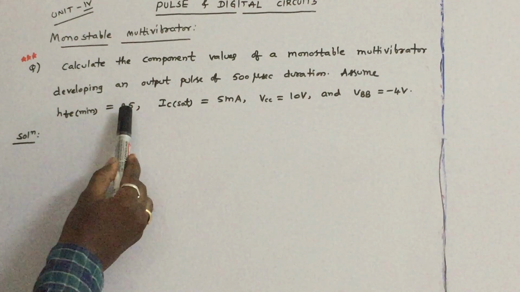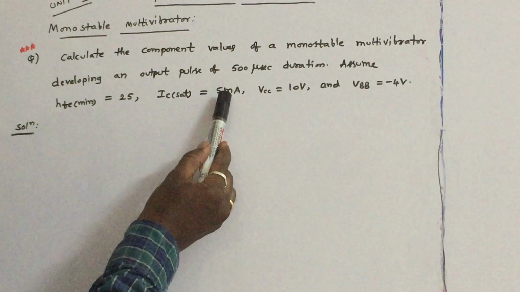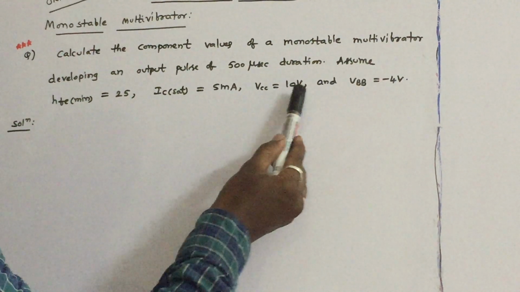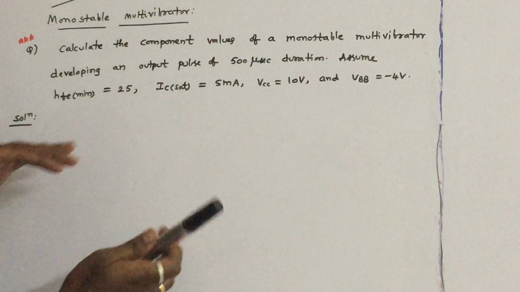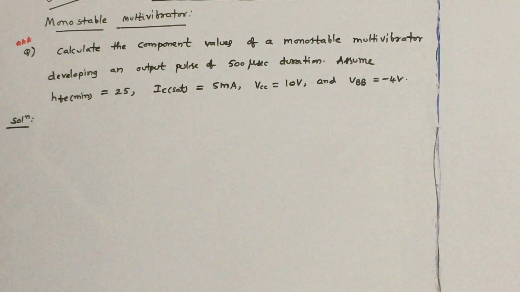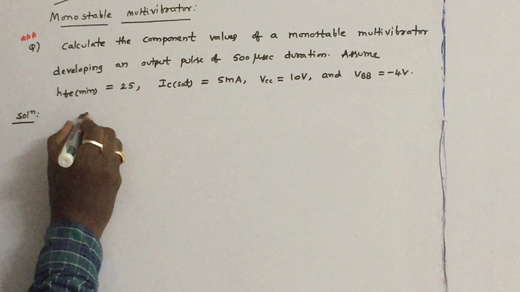Assume hFE minimum is equal to 25, IC saturation is equal to 5 milliamperes, VCC is equal to 10 volts and VBB is equal to minus 4 volts. So for these specifications we have to design the monostable multivibrator. First let us draw the circuit diagram.